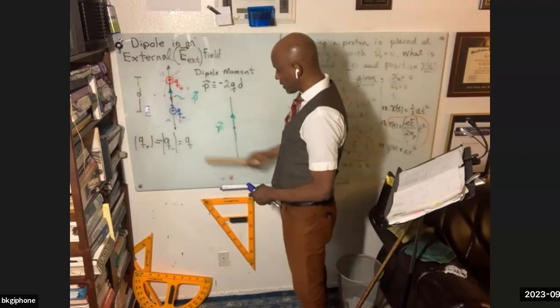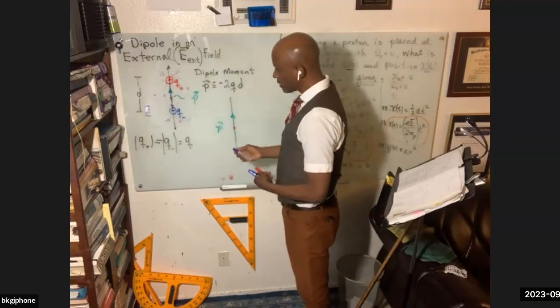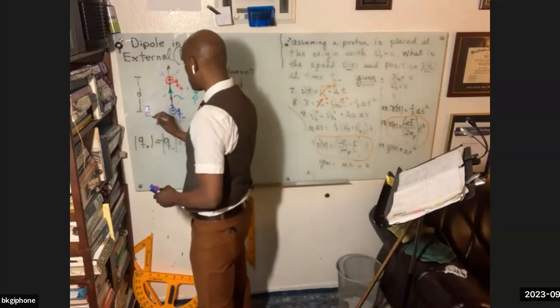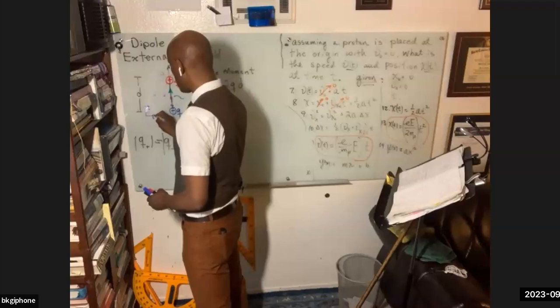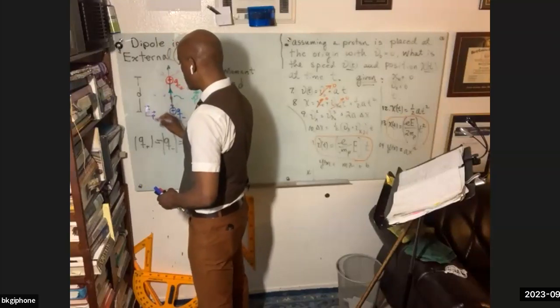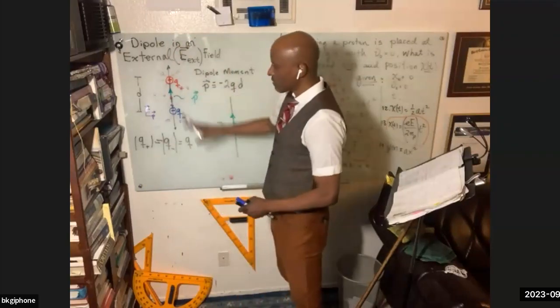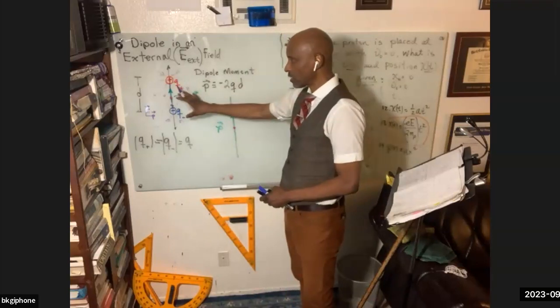Now, this field here, let me be clear. This is the field of the dipole. So I'm going to write it in terms of the moment. Sure, it does have a field by itself.